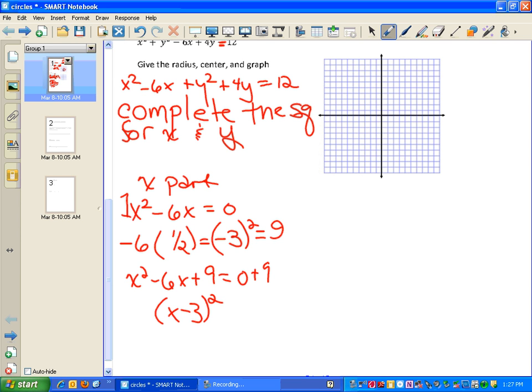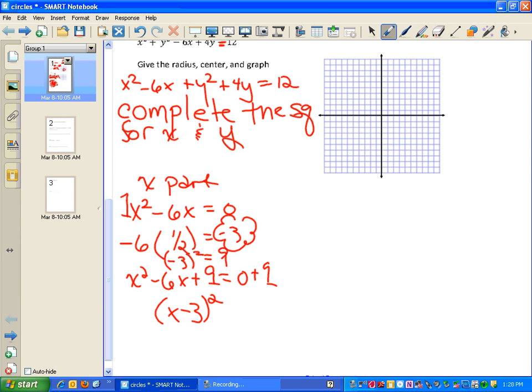Yes, this is the cloud thing. The cloud goes around this negative 3, if you want me to do it with the cloud. So we get negative 3. There's our little cloud. Negative 3 squared is 9, and that's what we add to both sides.